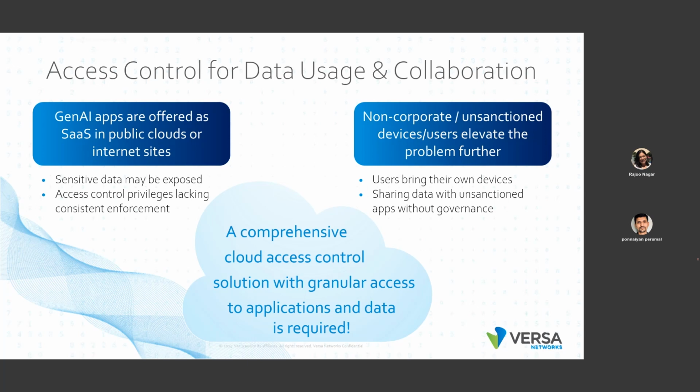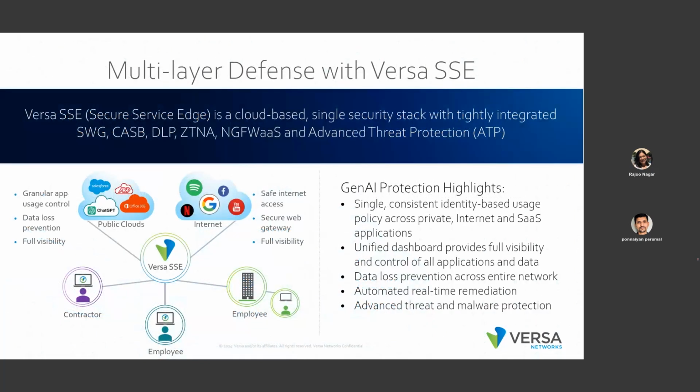So the first step is ensuring consistent, comprehensive web and cloud access control with full visibility into the users, devices, and applications. And Secure Services Edge, or SSE, is the next generation edge security solution that most enterprises are moving towards. So before I cover some of the use cases for SSE and how SSE can help you protect against Gen AI, I want to briefly touch upon the Versa SSE architecture.